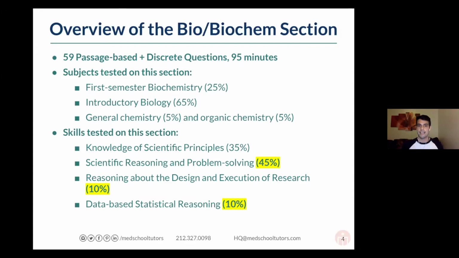As for the skills tested on this section, the way the MCAT's designed is they're looking to test not only whether you know these very foundational scientific principles and concepts, but also your scientific reasoning skills. And so the skills broken down here for the biochem section are knowledge of scientific principles, scientific reasoning and problem solving, reasoning about the design and execution of research, and data-based statistical reasoning.